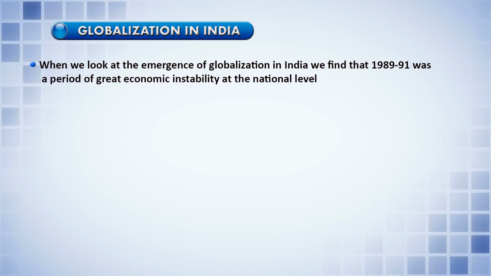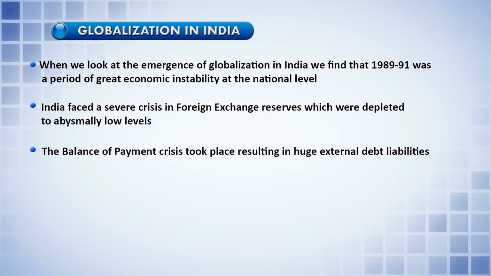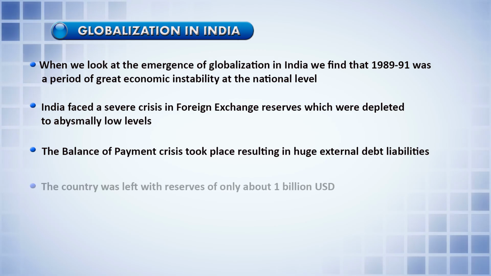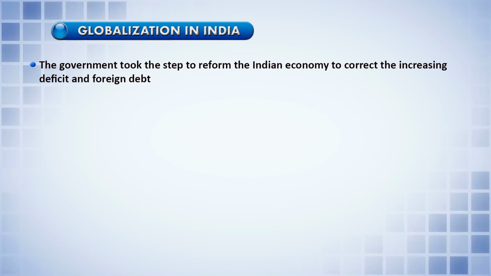When we look at the emergence of globalization in India, we find that 1989 to 91 was a period of great economic instability at the national level. India faced a severe crisis in foreign exchange reserves, which were depleted to abysmally low levels. The balance of payment crisis, BOP as it is called, took place, resulting in huge external debt liabilities. The country was left with reserves of only about $1 million, and there was a strong need to restore India's international credibility by paying these external debt liabilities. And the government took the step to reform the Indian economy to correct the increasing deficit and foreign debt.